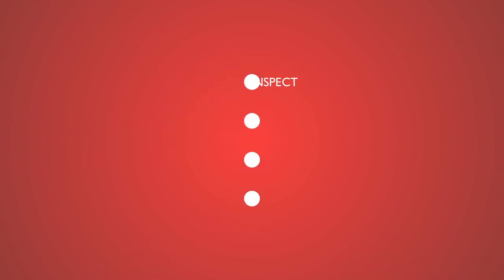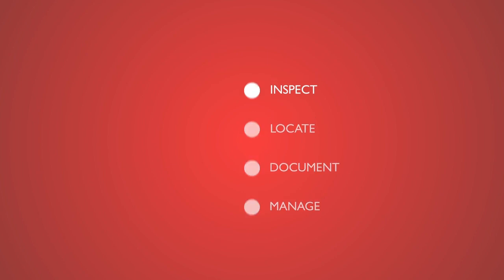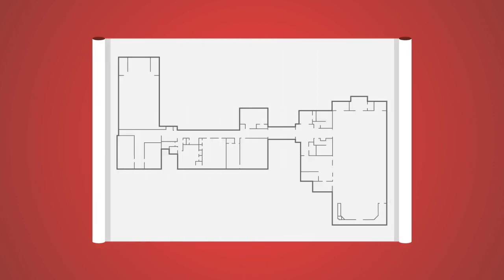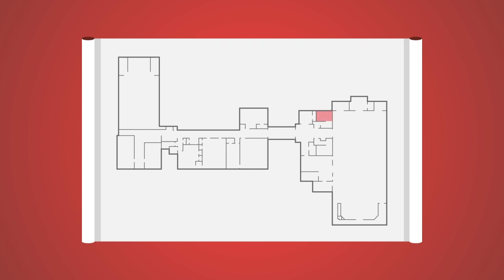The system works in four simple steps. Inspect. Fire compartments are inspected for integrity. Locate. Layout drawings are uploaded. A compartment breach is highlighted by a simple pin and photograph showing its location.